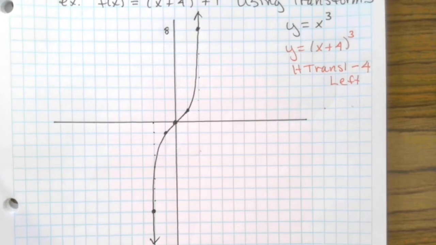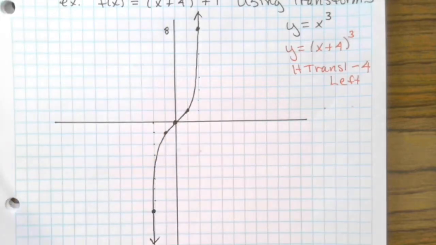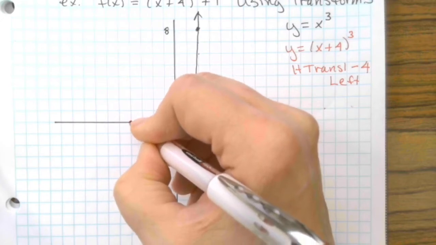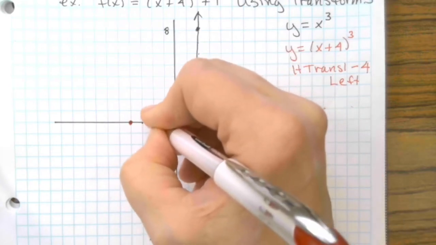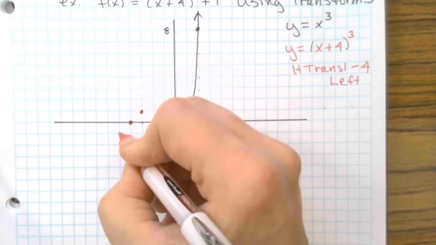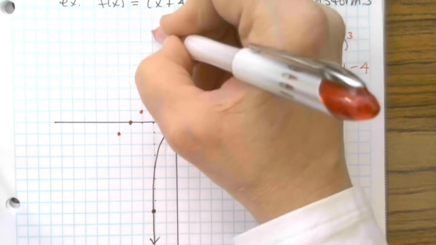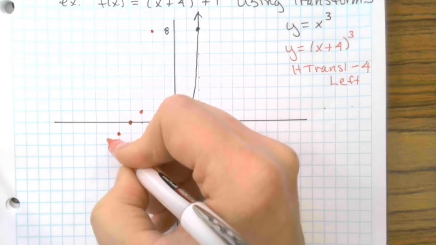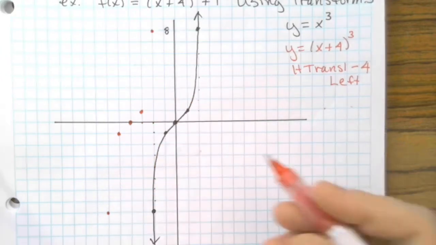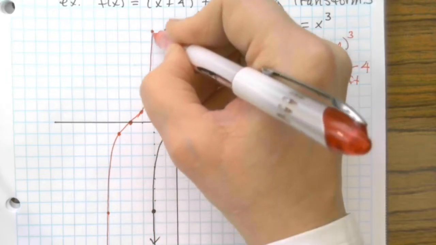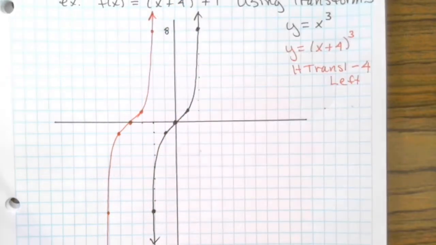Now, if we did this right, when I plot my next set of points, it should be shifted left. So here we go. Negative 4, 0. Negative 3 up 1. Negative 5, negative 1. And then it's negative 2 up 8. And negative 6 down 8. So sure enough, this is looking like it's been translated 4 to the left. That looks really good.